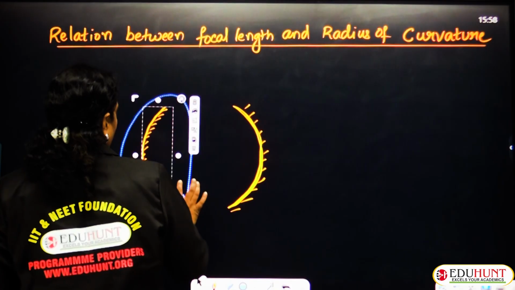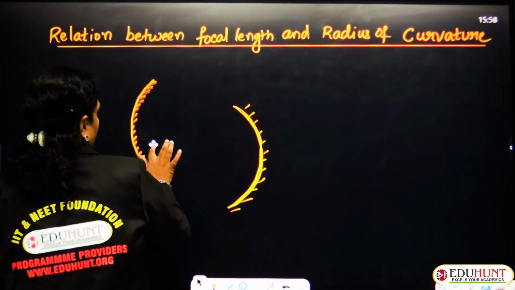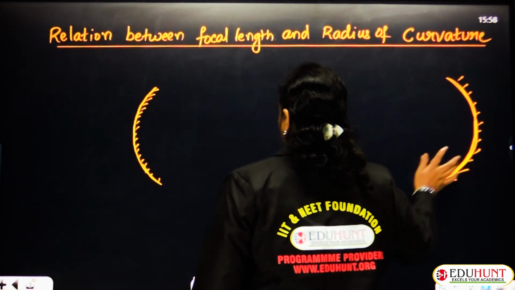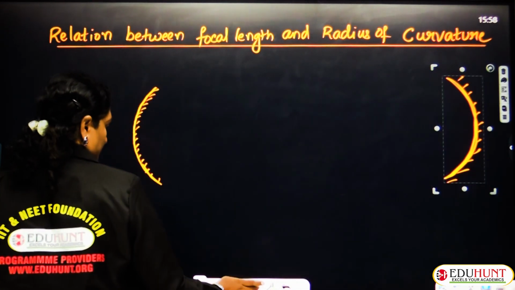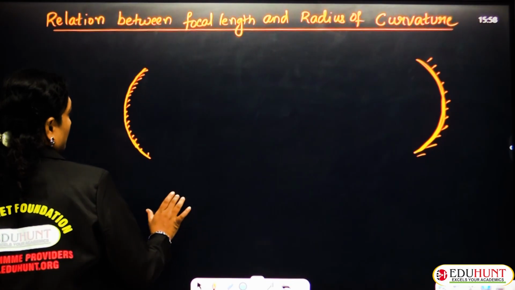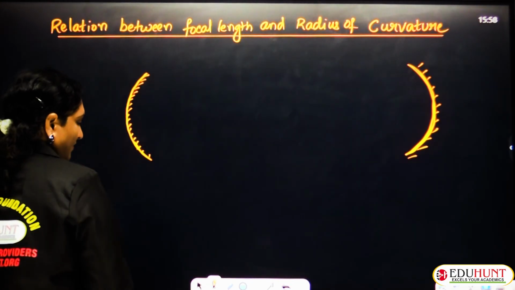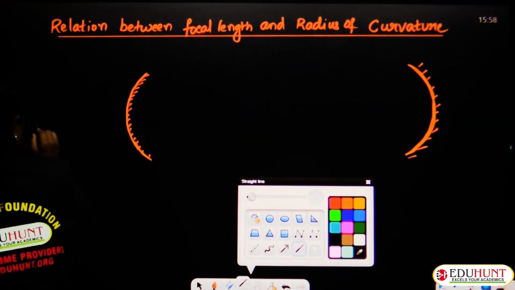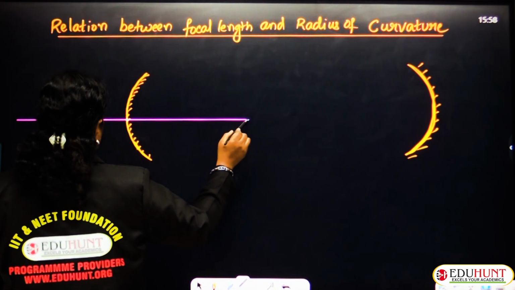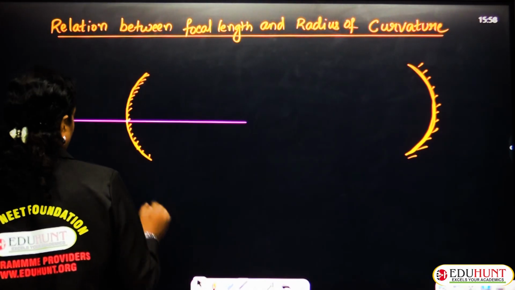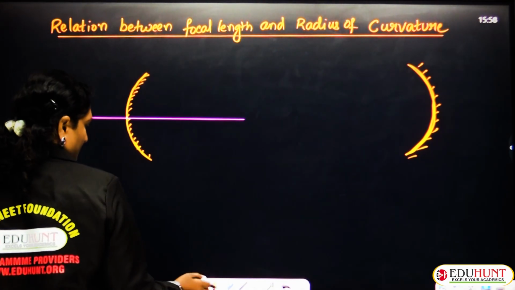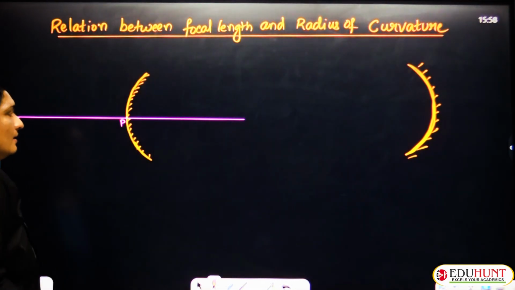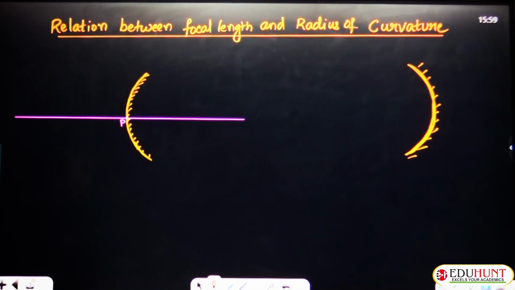First of all, regarding your convex mirror. In the case of the convex mirror, first let us consider the principal axis. This is your principal axis, and this is the pole of the mirror, indicated with the letter P.